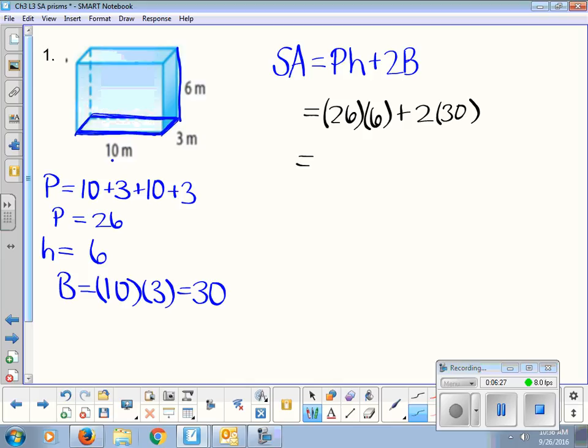Multiply. So 26 times 6 gives us 156. And what's 2 times 30? 60. Now we're on to adding. We need to add 60 plus 156, and what do we get? 216. Our units are meters, and since it's area, it's meters squared.